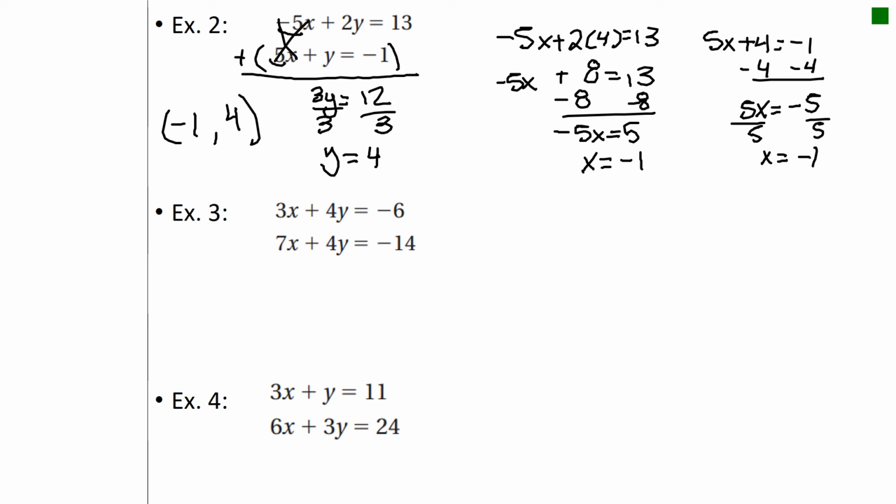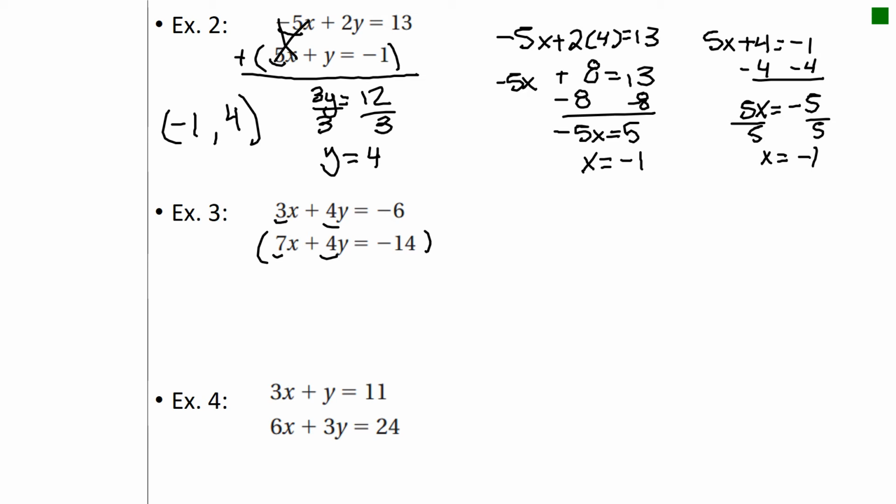Example 3. Remember, pause your video if I'm going too quick at any point. Example 3. Multiply if necessary. The x values are not opposite, they're not the same, so let's go to the y. 4 and 4, they're the same, so we can cancel these out.